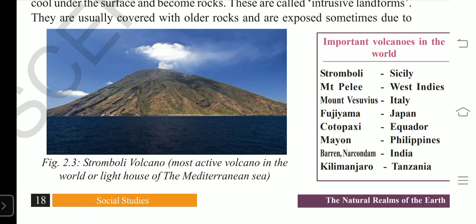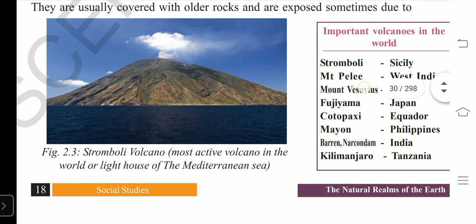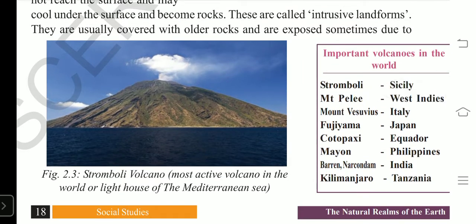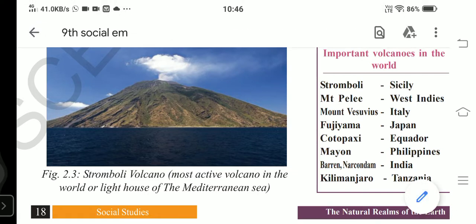Understand? Every time we see eruptions taking place at Stromboli. When eruption takes place, much fire and lava erupts out, and it appears like a light in the Mediterranean Sea from far, so we call the Stromboli volcano the lighthouse of the Mediterranean Sea. Look at figure 2.3.